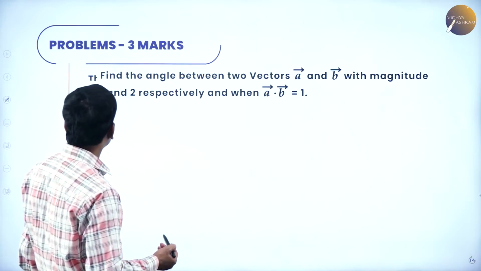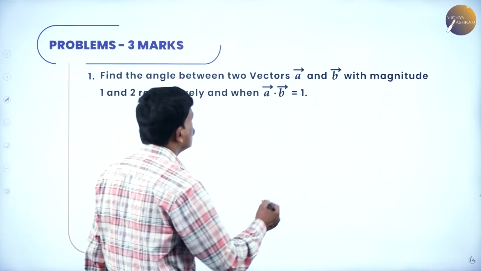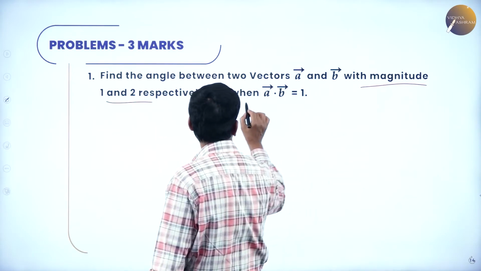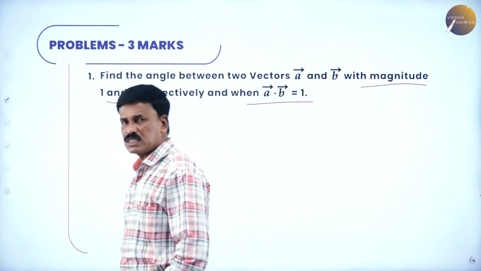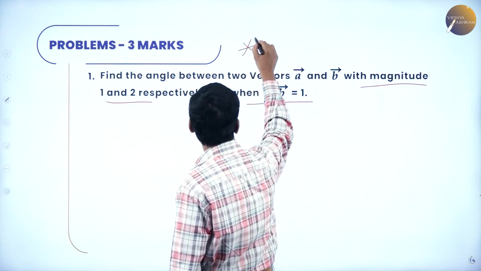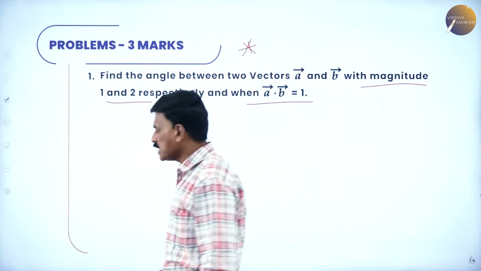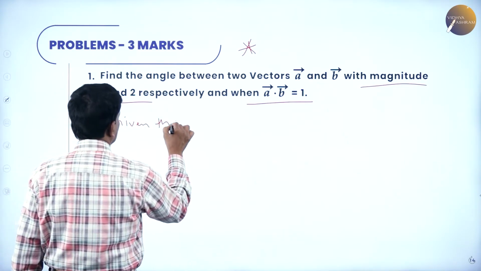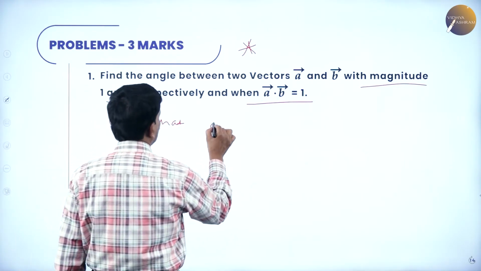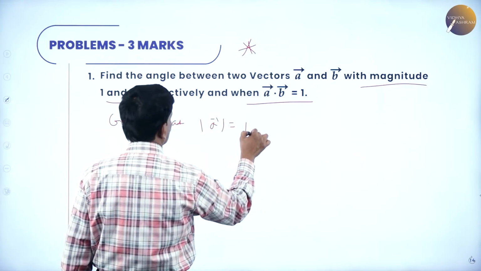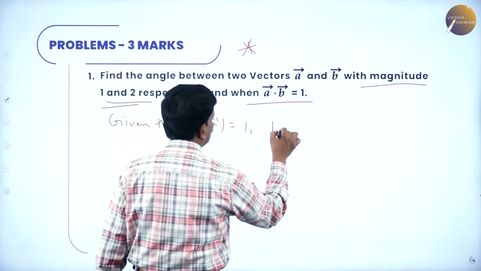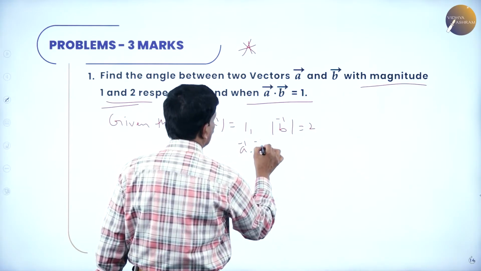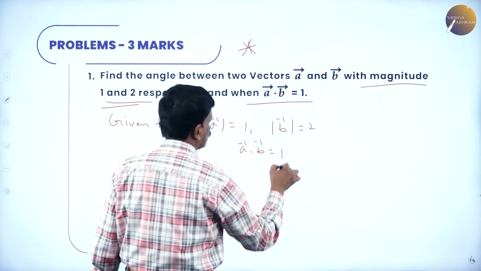Okay. Similar problem. Find the angle between the vectors A and B with magnitudes 1 and 2 respectively, and A dot B is equal to 1. This is also a very important type of problem. Now what is given straight away? They have given that magnitude of A, length of A is equal to 1 and length of B is equal to 2, and A dot B, the dot product, is equal to 1.